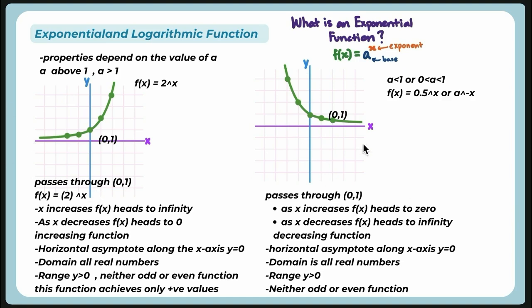The opposite of it would be a decreasing function if your a is less than 1, or a in between 0 and 1. So for instance, if you have a equal to a half, or a to the power of negative x. If we again substitute into this equation, you would know that it passes through 0 and 1. Here it's the opposite. As x increases, f(x) heads to 0. As x decreases, which means it goes this direction, f(x) heads to infinity, which means it would go up into infinity. There is a horizontal asymptote along the x-axis as well, y = 0. The domain is all of the real numbers, which is the x values. The range is y greater than 0, and it is neither odd nor even.